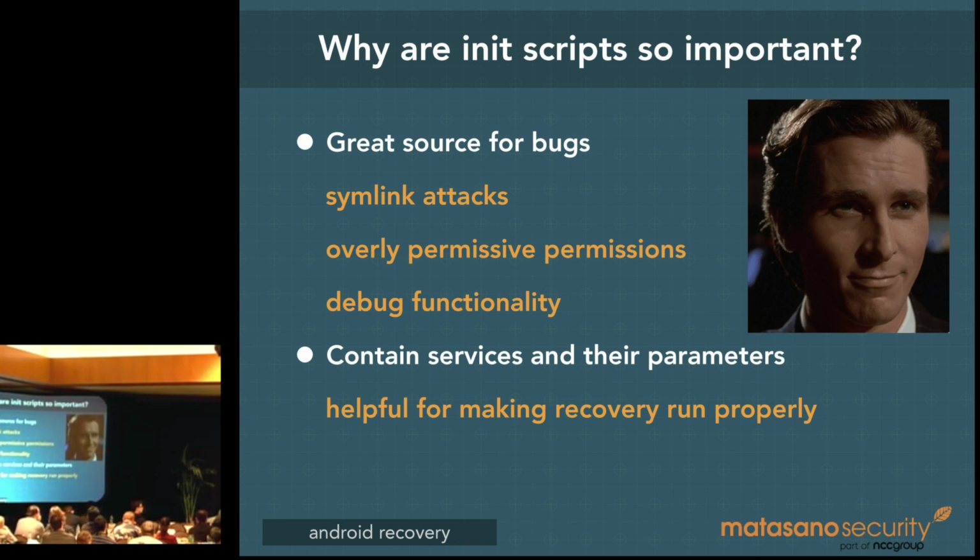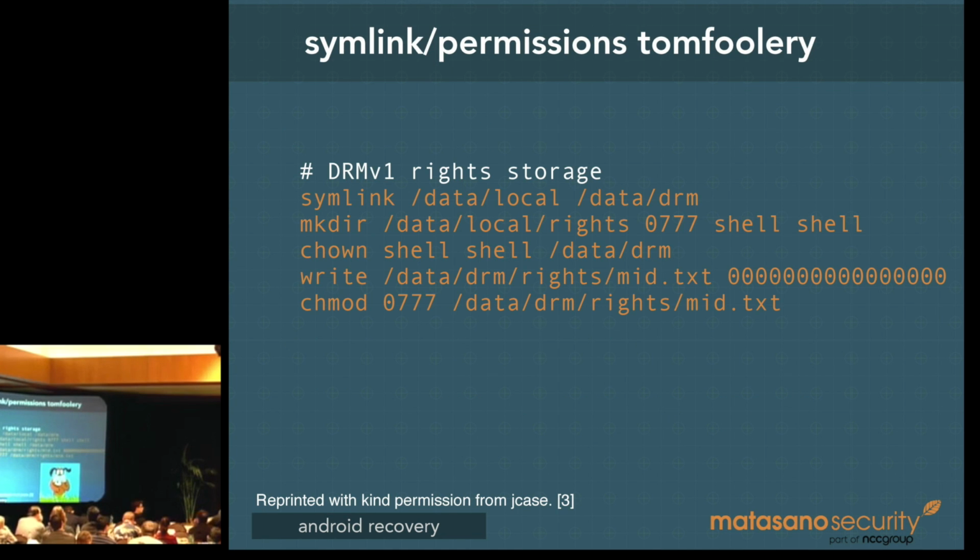So let's look at a couple examples here. These are reprinted with kind permission from my friend JCase. And these have all been patched, so I feel comfortable sharing these with you. But here's an example of where these things can fall down for you. There's a directory that's created with 777 permissions. And there's also a file called mid.txt created the same way.